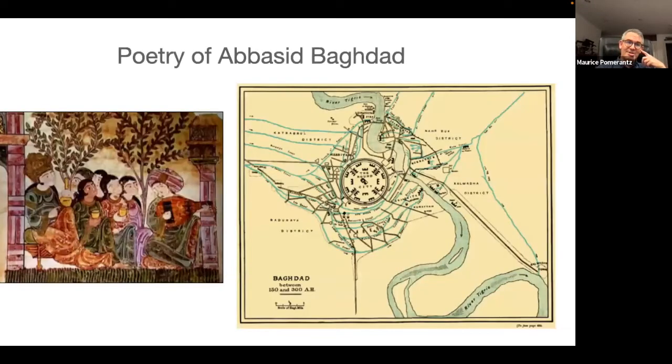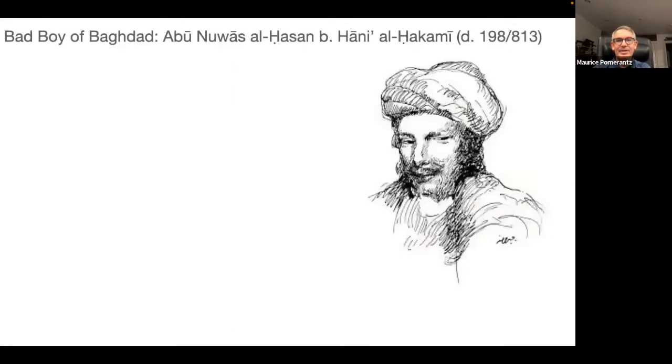And we'll meet a poet. Here's Abbasid Baghdad. It was a round city planned by the Caliph al-Mansur in the middle of the 8th century. There are some folks drinking wine. People drank wine in Abbasid Baghdad at the court. In fact, there's a long tradition of wine poetry that goes back to the pre-Islamic period and well through all periods of Arabic literature. People not only drank wine, they wrote poetry about it.